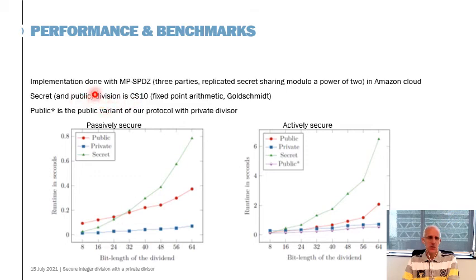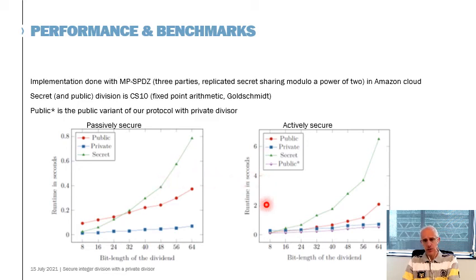So because that is not a realistic version, we made our own public divisor protocol, which is a public variant of our private divisor protocol, to make a more fair comparison. These are the results of the passively secure model, where the dividend is twice the length of the divisor. So here you see the blue line is our private divisor protocol. The red line is the public divisor, which should be lower than the blue line, but because of the, well, say, not efficient choice of MP-SPDZ, it's above the blue line. And the secret divisor is the most complex operation. It's this green line, which takes the most time, of course.